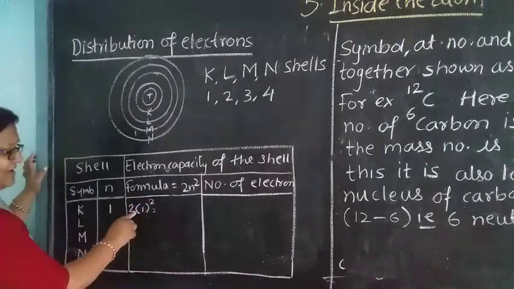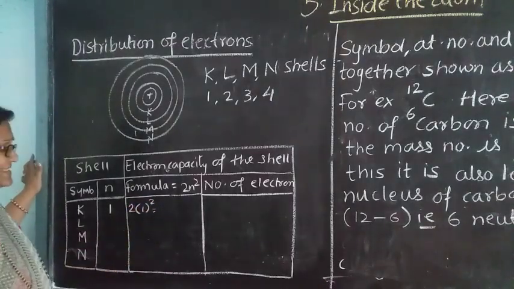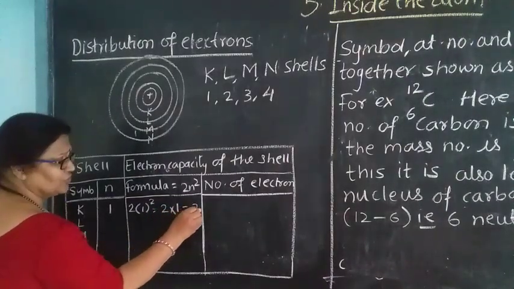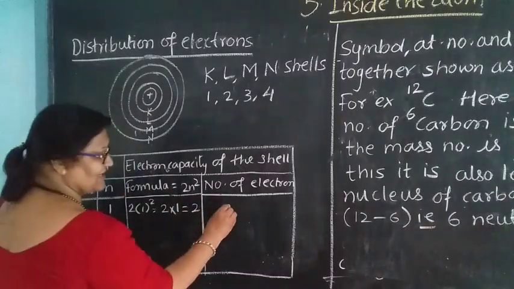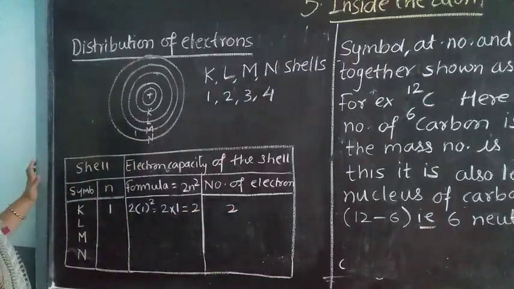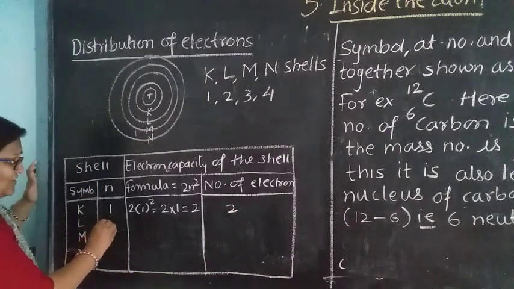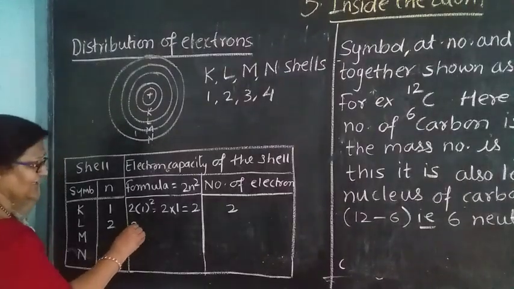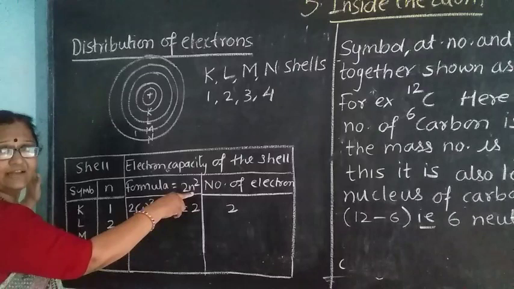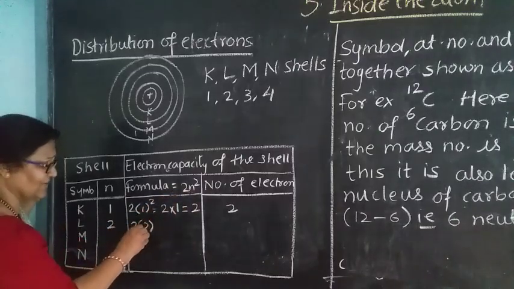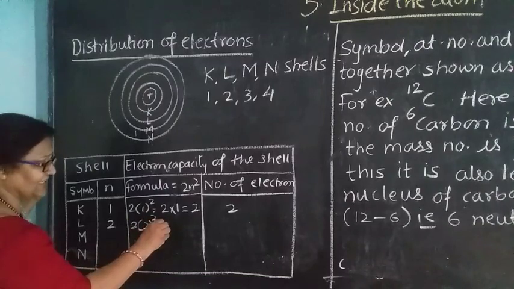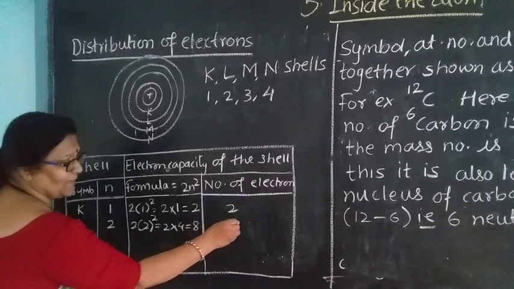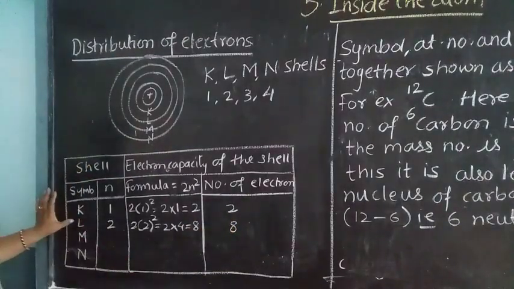How is it given? 2 into 1 square, that is 2 into 1, which is equal to 2. Now here the number of electrons is 2. Next one, see here, the L shell, which by number is the second shell. You have to substitute the value of n, which is 2. Therefore we write 2 into 2 square, which is 2 into 4, so it becomes 8. So the capacity of the L shell will be 8.